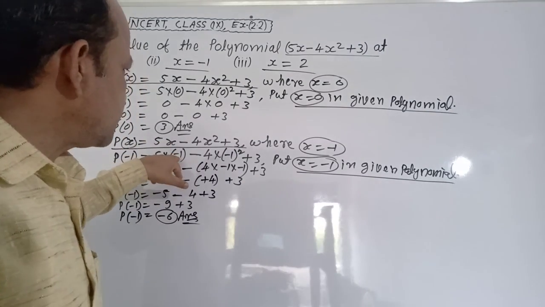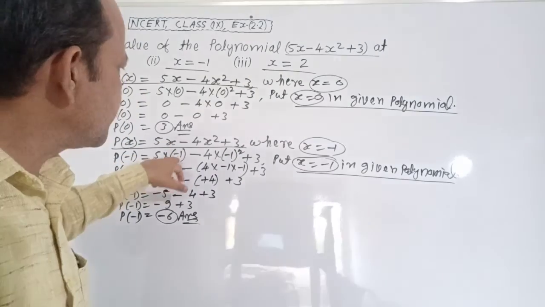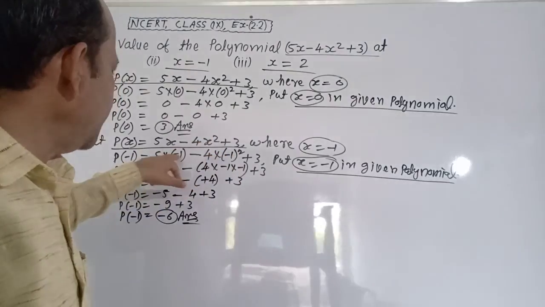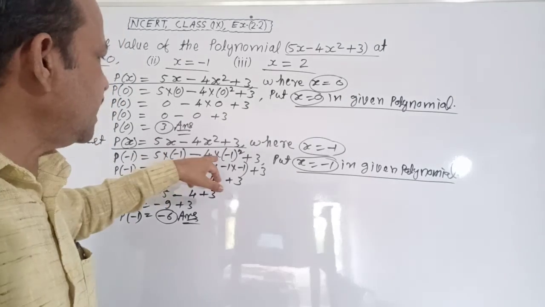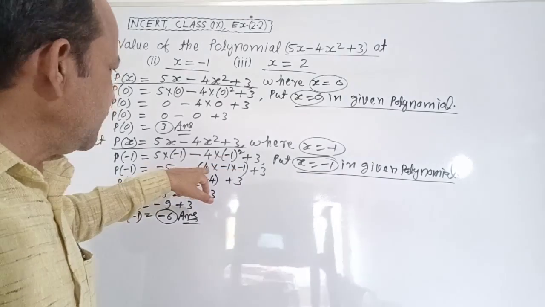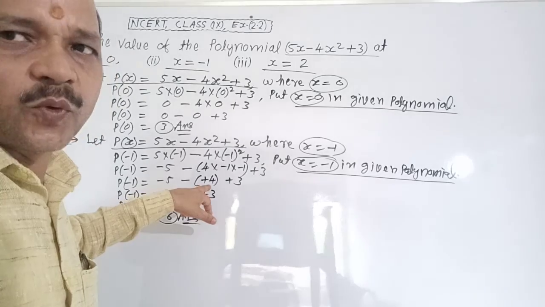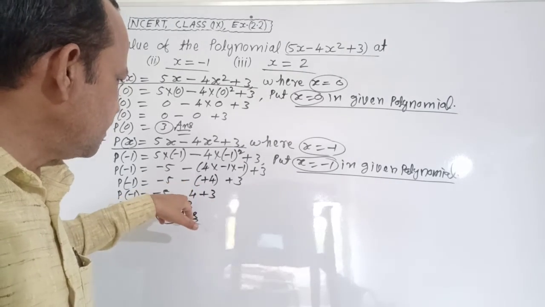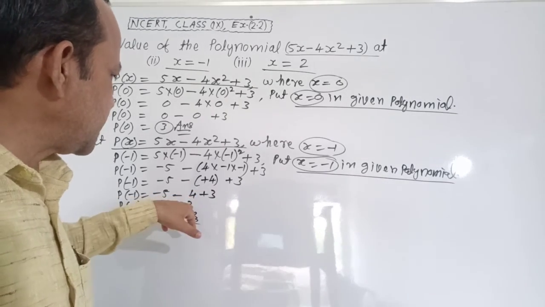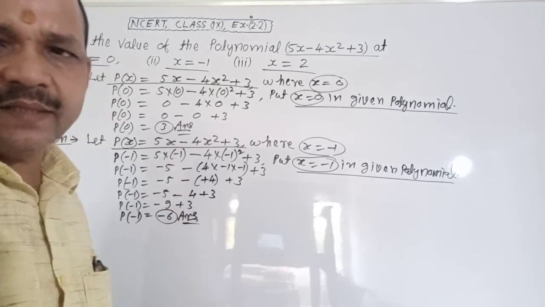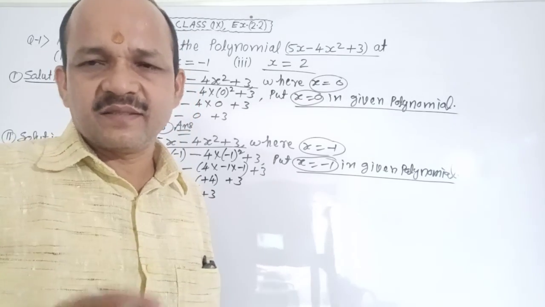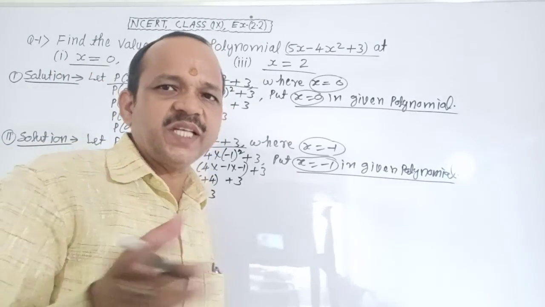You put the value of x equal to minus 1 in the given polynomial. Here the value of x is minus 1. Minus 1 multiplied by 5 becomes minus 5. Here minus 1 multiplied by minus 1 multiplied by 4 becomes plus 4. Minus 5 minus 4 becomes minus 9 plus 3. You subtract it, you find minus 6. It is clear? No confusion about it. You find your second answer. Very good. It is easy.